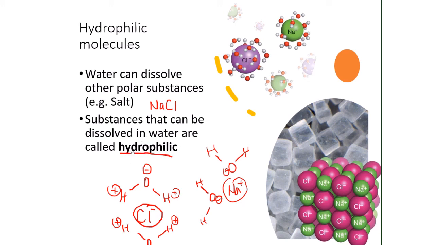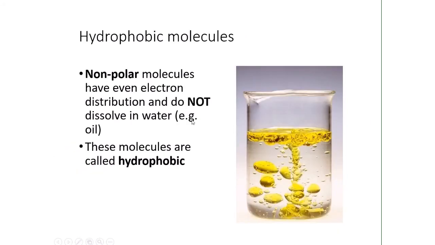Hydro means water, philic means loving. So hydrophilic means water loving. Anything that can be dissolved in water, we say they are hydrophilic. The opposite of hydrophilic is hydrophobic. Phobic is hating, right? If you have a phobia, you really hate or are afraid of something, right? So hydrophobic means they are water hating.